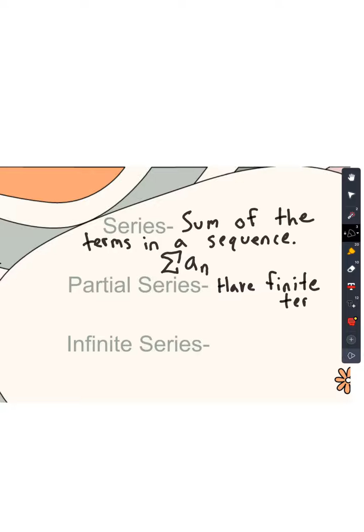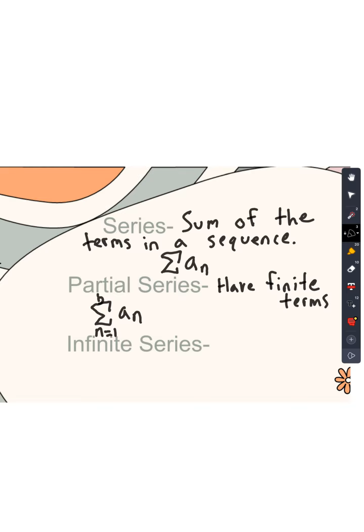Now, a partial series means that we have finite terms. My number of terms ends. So I'm going from n equals 1 to some b value. So I would add together a sub 1, a sub 2, a sub 3, all the way until I get to whatever term I'm going to.